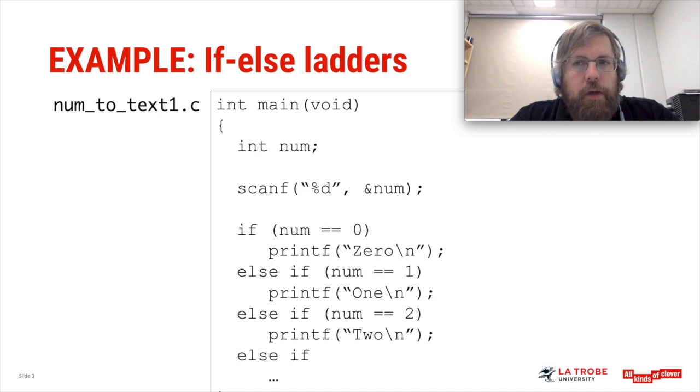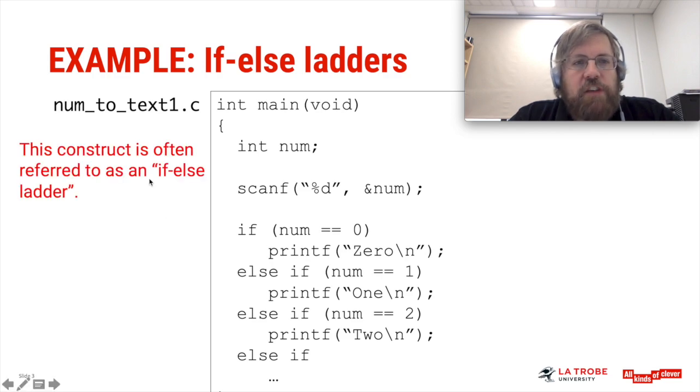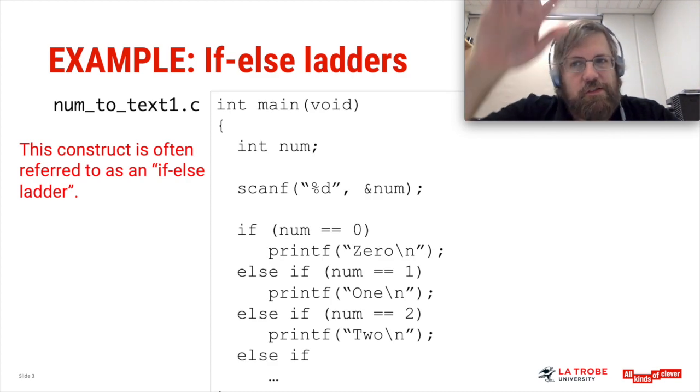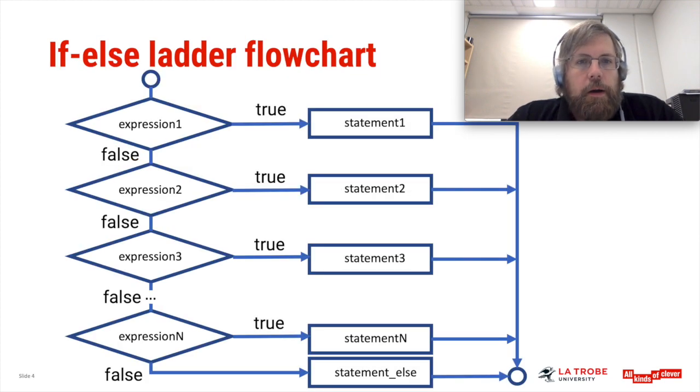That's kind of annoying. But this construct is often referred to as an if-else ladder. It looks kind of like a ladder. You can imagine there are rungs. That's what we call it. And the flow chart looks kind of like this. So this maybe makes it look a little bit more like a ladder.